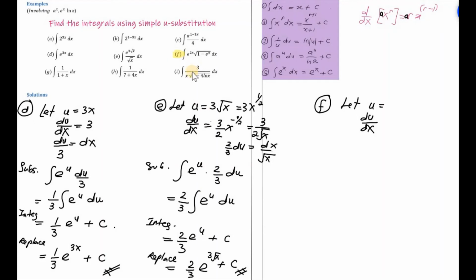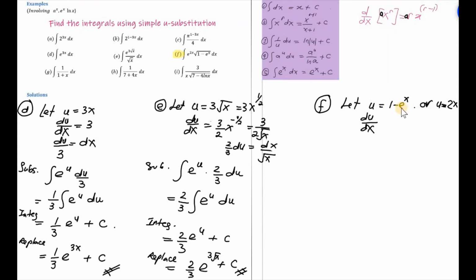So let's do F. What will be the appropriate u? Normally the u is the most inside function, something that is easy for us to differentiate and integrate. So here there are 2 possibilities. Should we choose u to be 2x, or should we choose u to be 1 minus e power x? Which one do you think? This one or this one?